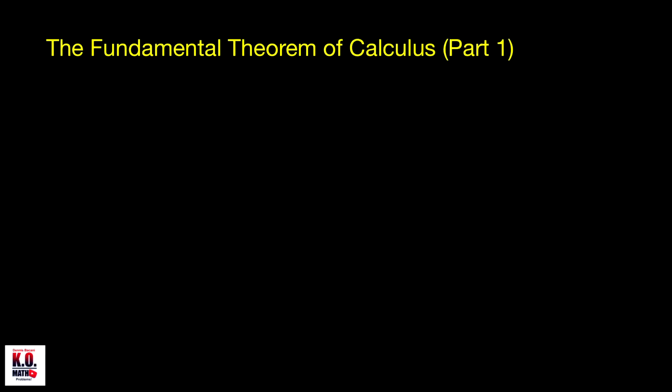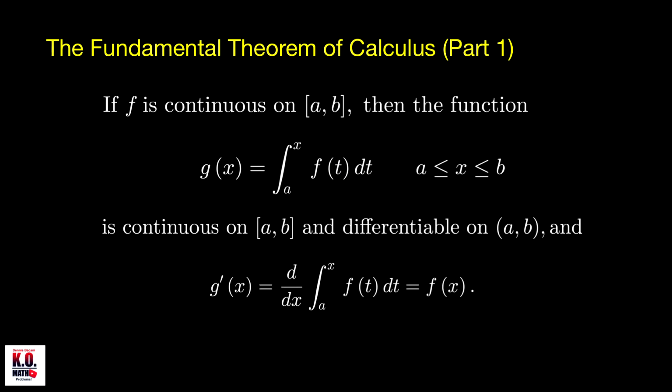Let us first recall part 1 of the fundamental theorem of calculus. This part 1 states that if you have a function f that is continuous on a closed interval [a, b], then this function g defined by this integral from a to x, where x is from a to b, is also continuous on the closed interval [a, b], and it is differentiable on the open interval (a, b), and its derivative, that is the derivative of this integral with respect to x, is just equal to the function value of the integrand at the upper limit x. So that is equal to f of x.